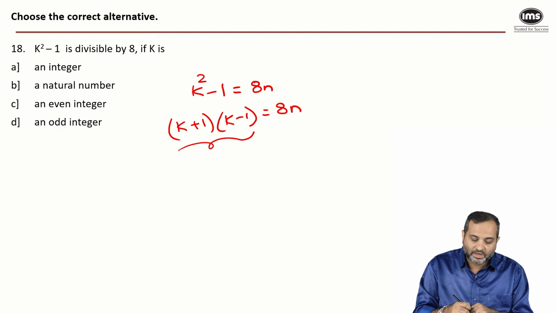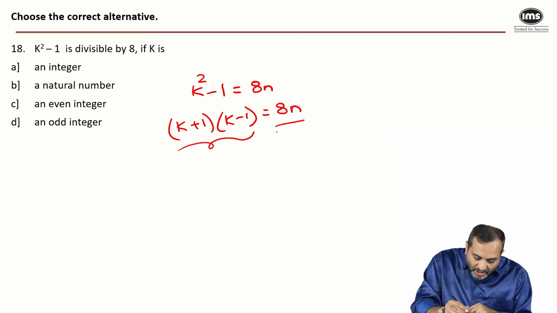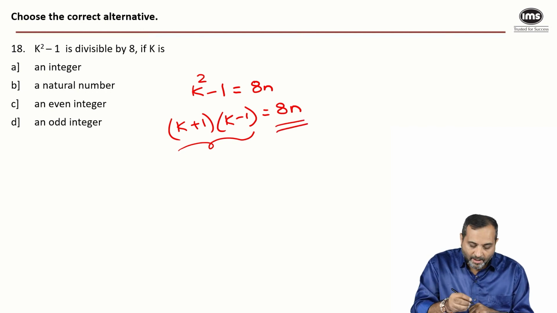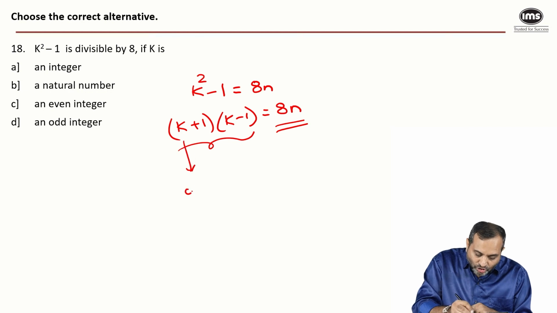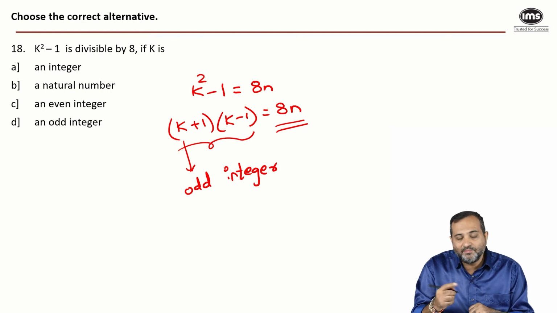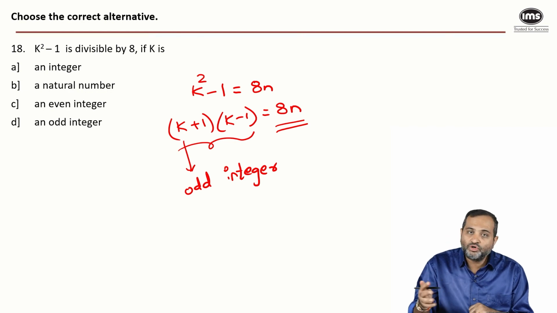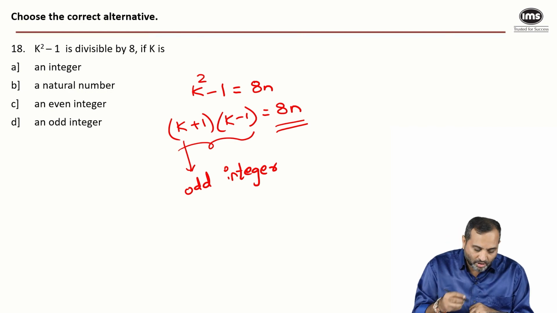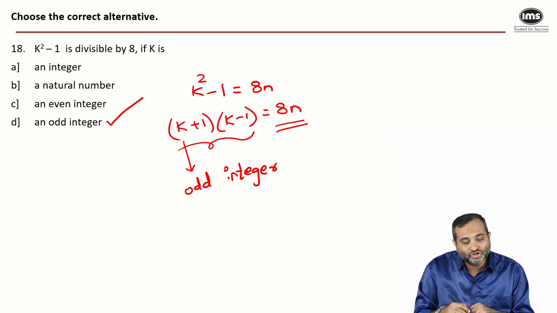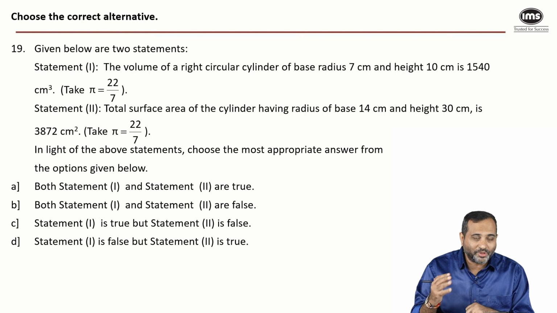Correct. So can I say for this to be an even number, my value of k has to be an odd integer. So unless k is an odd integer, odd plus 1 will give me an even and odd minus 1 will also give me an even. So even into even will result in an even number. So k has to be an odd integer and hence option 4. Let's look at the next question.